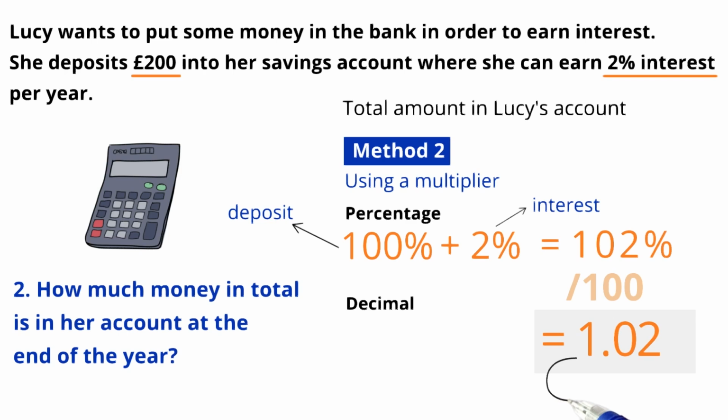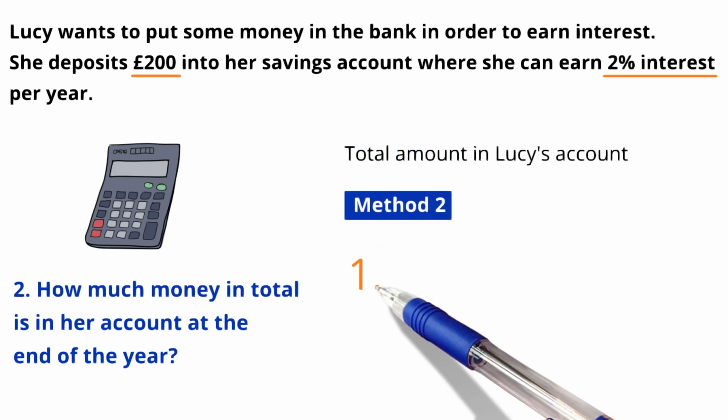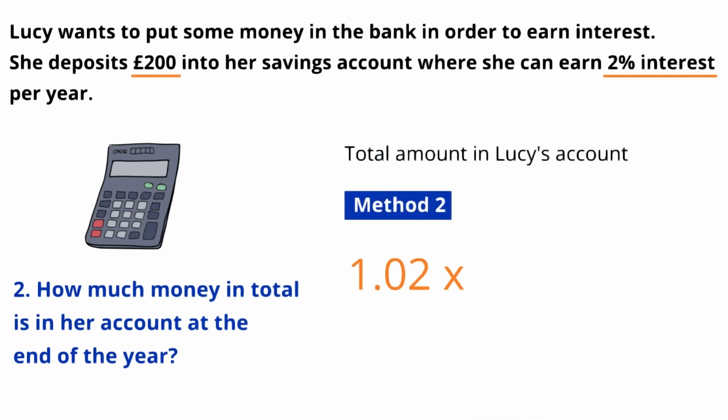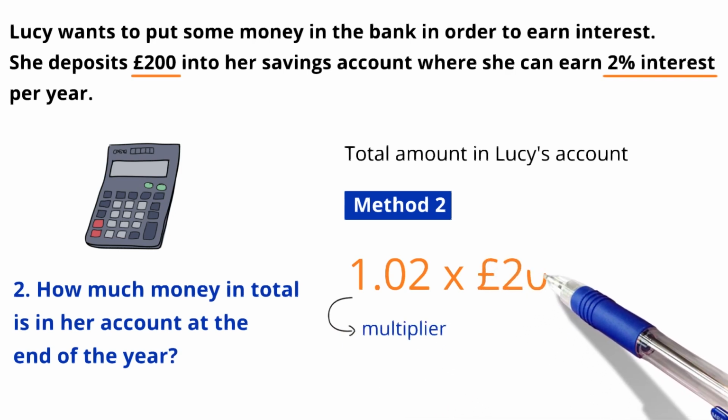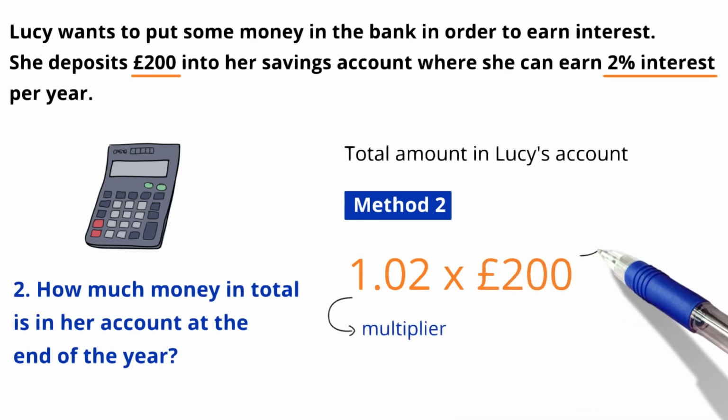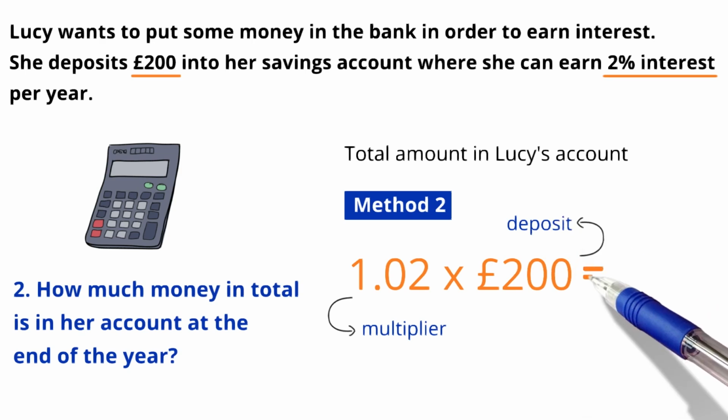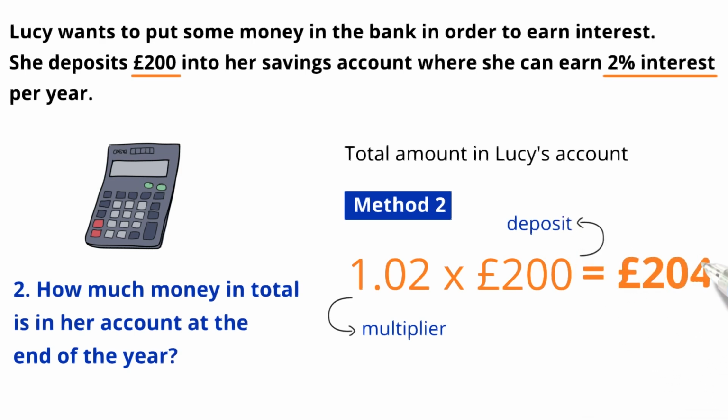1.02, and this is our multiplier, or how many times bigger Lucy's deposit will be at the end of the year. So, we take our multiplier, 1.02, and times this by Lucy's initial deposit of £200, which gives us £204. And this is the total amount in her account, including the deposit and interest after a year.